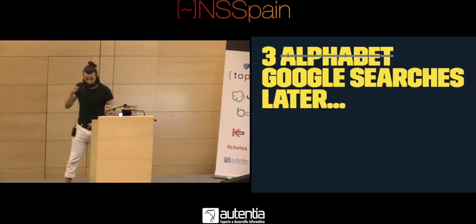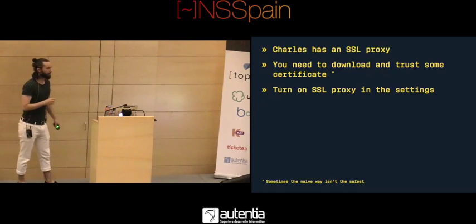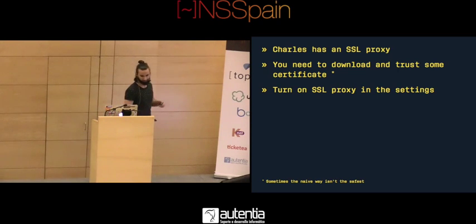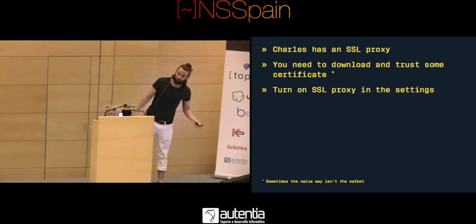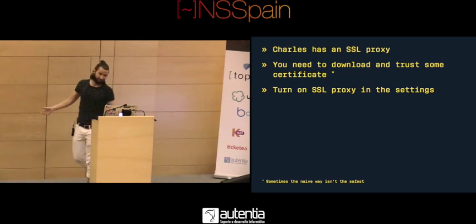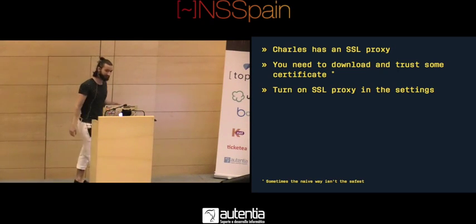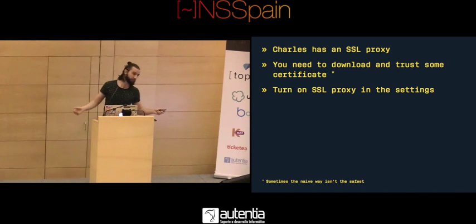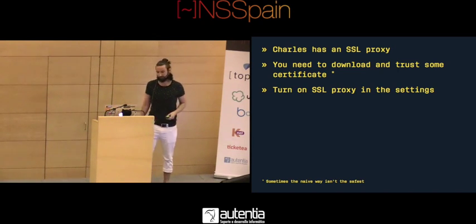So I Google again, and there was an almost clap there. Thank you. I come across another article that tells me Charles has an SSL proxy. That's great. I turn that on. You need to download and trust some certificate. It's great. I do that. And then you need to turn on the SSL proxy in the Charles settings. And so I've got a little asterisk here, which is you shouldn't always do as the imp is doing right now. Blindly trusting a certificate is not the best idea. But the imp doesn't know or care.